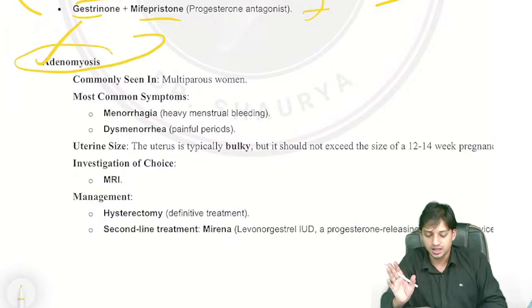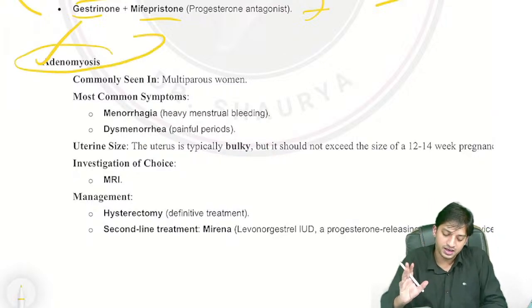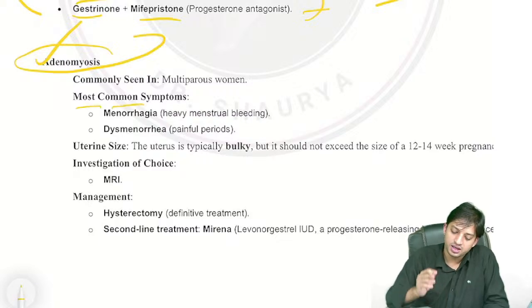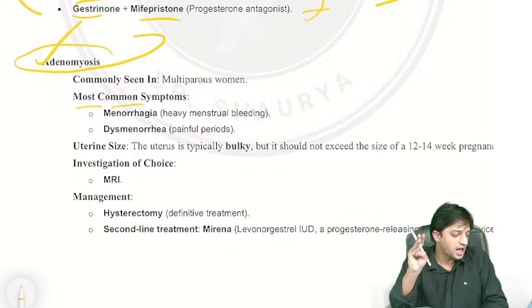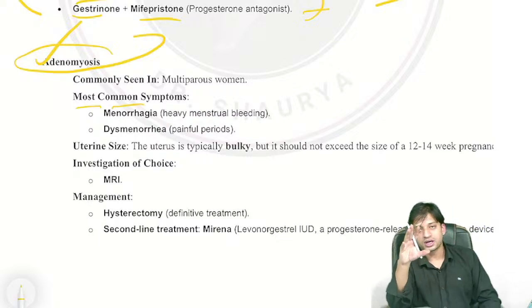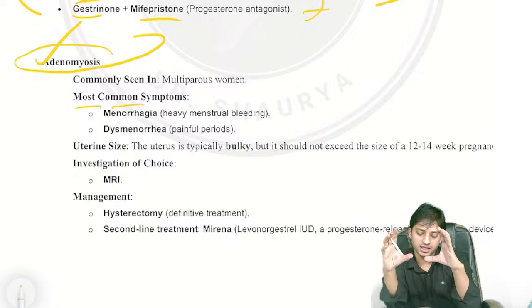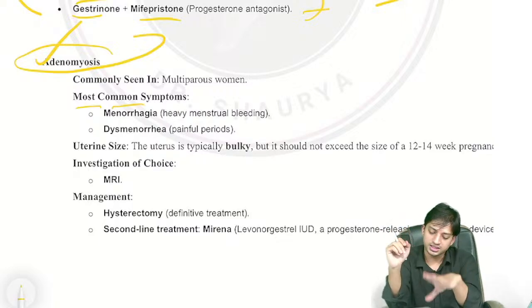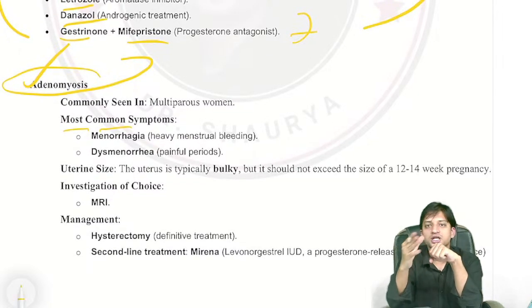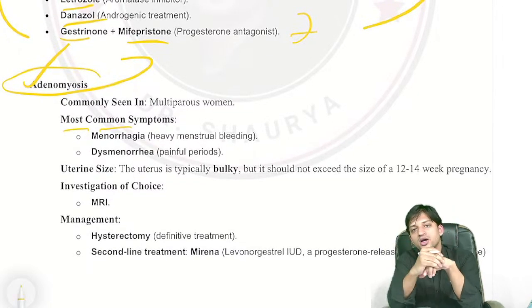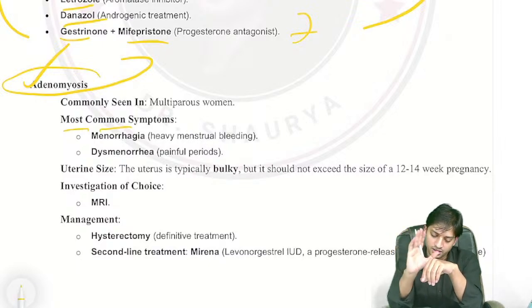Come here to the adenomyosis. Adenomyosis is generally seen in multiparous women, right? Here what will be happening? Most common symptom in adenomyosis will be menorrhagia and dysmenorrhea, right? Now, the uterine size here generally will become bulky, but it should not exceed the size of 12 to 14 weeks of pregnancy. And investigation of choice, if they ask you adenomyosis, it will be MRI, right?